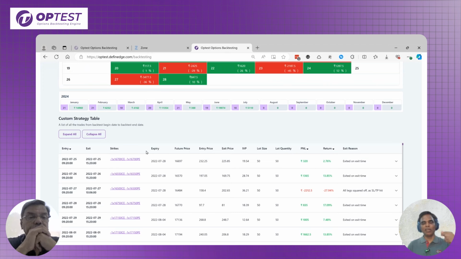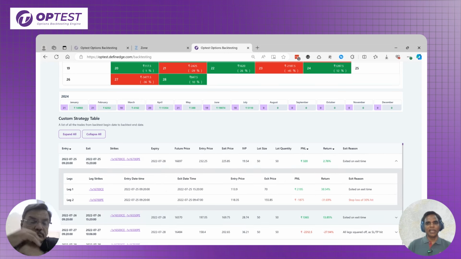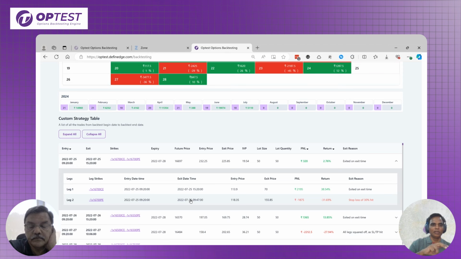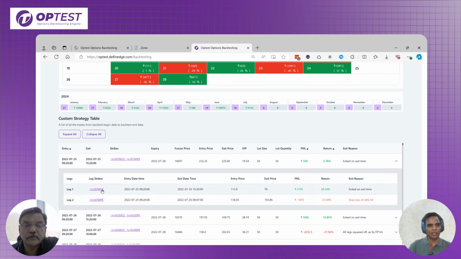So another thing that I forgot to tell, that in the case of custom strategy, we have given the data both at combined level as well as individual leg level. So what has happened at individual leg level, and its combined level. For example, in this particular one, the call option was profitable and it exited at 320. But the put option hit the stop loss at 30%, because we put an individual stop loss for this. So it exited at 947 itself.